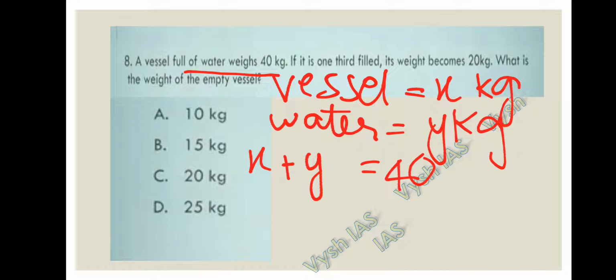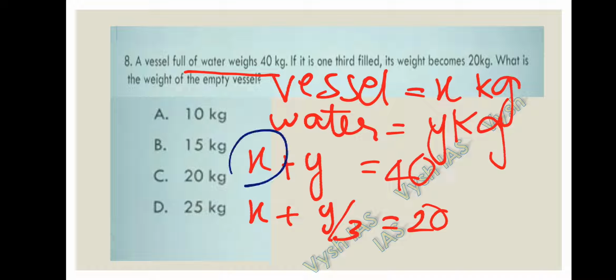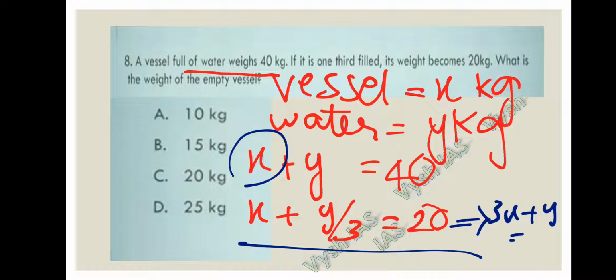If it is filled 1/3, its weight becomes 20 kgs. So if the water becomes 1/3, the total combined weight becomes 20. They are asking the weight of the empty vessel, which we have taken as x. So we have to find the value of x. If you solve the question, it becomes 3x plus y equal to 60.